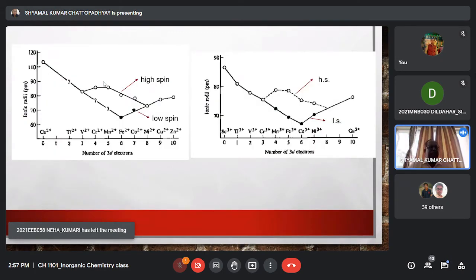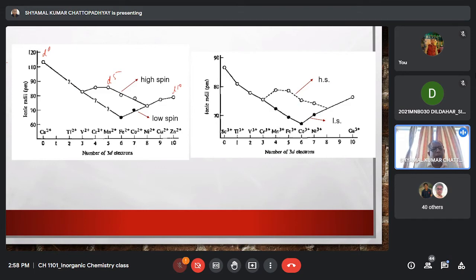Now, this is another application. Here we have plotted ionic radii. The left-hand side plot is for the bivalent metal ion, and the right-hand side plot is for the trivalent metal ion. And again, as I've told you, if I leave aside the crystal field effect, this is the d0 system, this is the d5 system, and this is the d10 system.